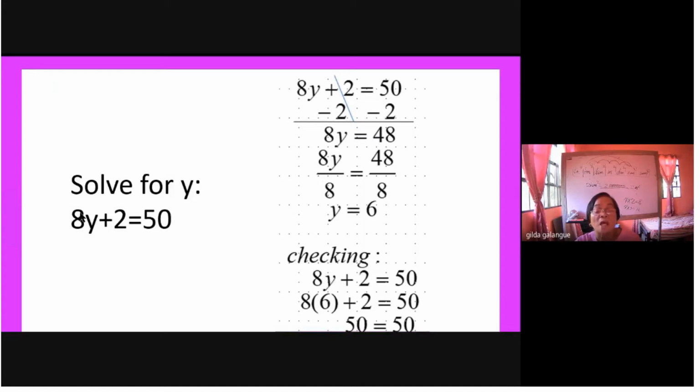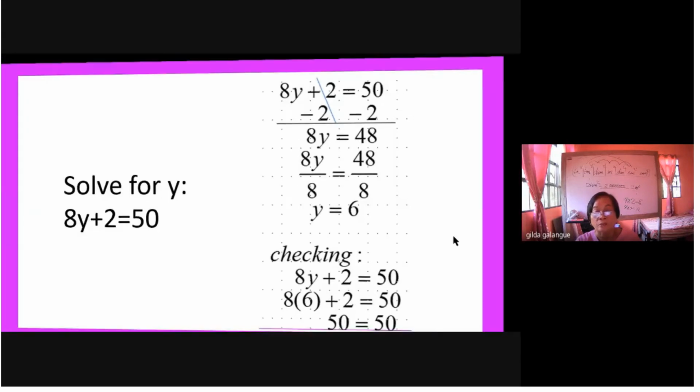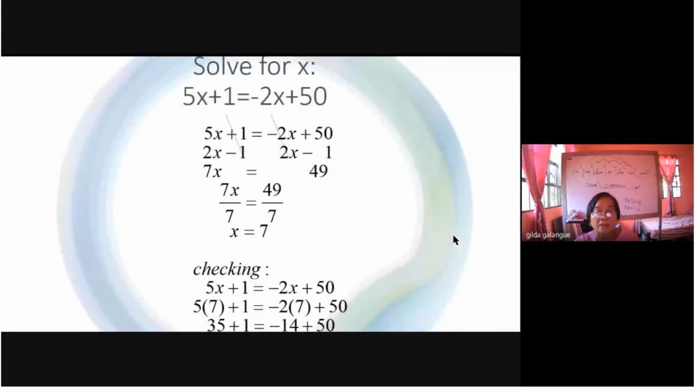Going back to the original equation, substitute the value of y in the original equation. What is y? Our y is 6. What is 8 times 6? 8 times 6 is 48, and 48 plus 2 is 50. Therefore, 50 equals 50, and our answer, y equals 6, is correct.